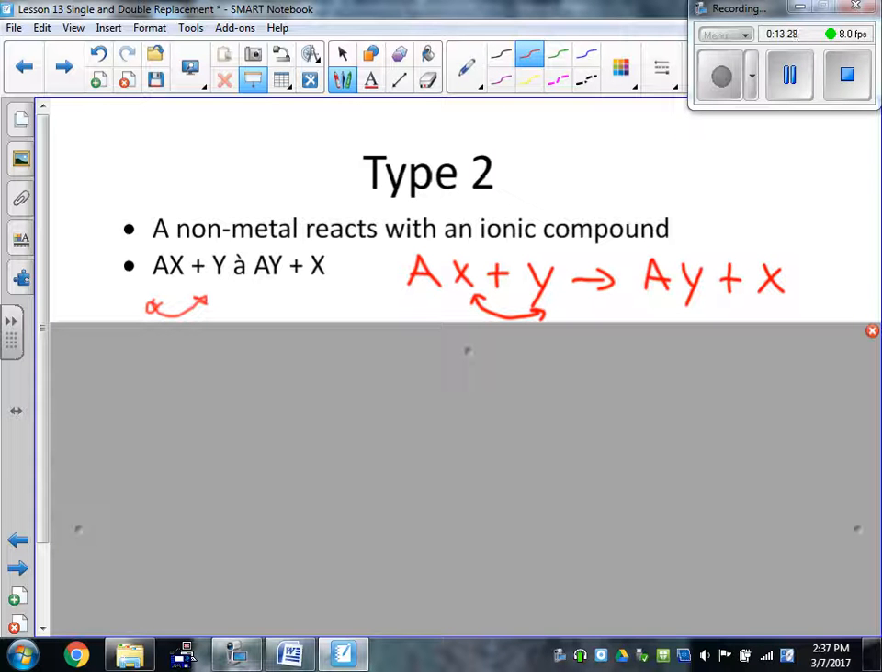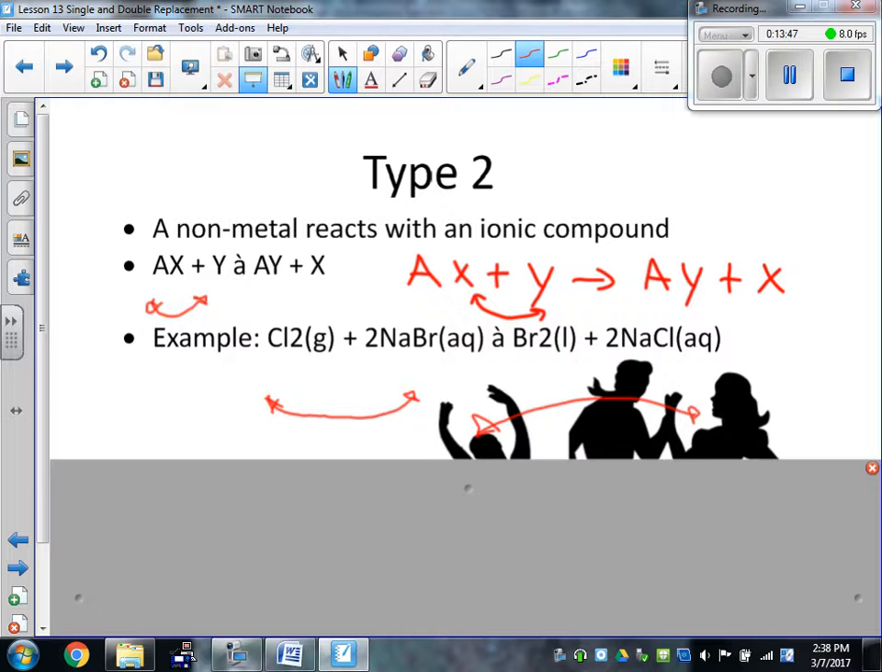Now, I'll show you how to tell the difference with these ones. How do you know whether you're switching the non-metals or switching the metals? That really comes from what you're given in the first part, the reactants. So we're going to do it at the bottom here.